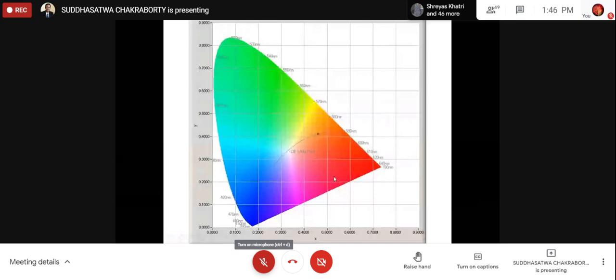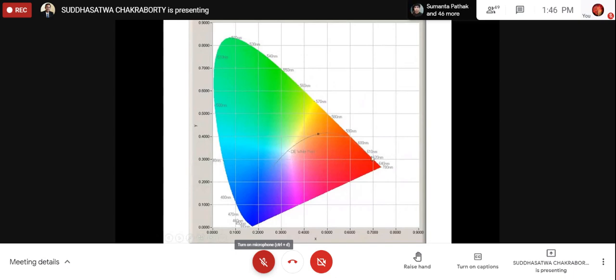Can you follow my cursor? If you want to know this color, you tell me, how can I do that? Here the X coordinate is 0.6 and the Y coordinate is 0.3. So that's how any color works. Now red or green is not the factor. The factor is that all the colors are represented as a function of XY coordinates.